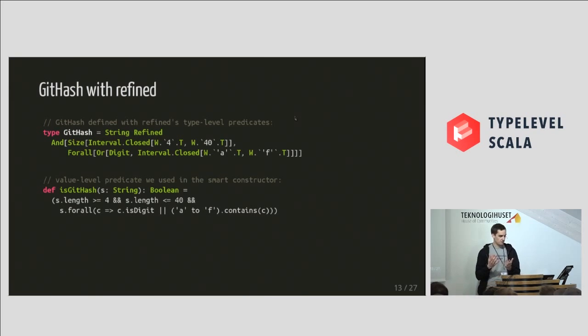The predicate itself is not just a single predicate, but composed of many different others. In the second line, we have the size predicate, which demands that our string must be between 4 and 40 characters long. The third line says that all characters must be hex digits. Then we can compose these two predicates with AND to get our full predicate. And this is everything we need to define ourselves to use git hash with the library.